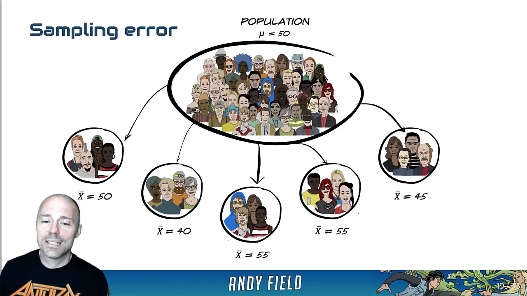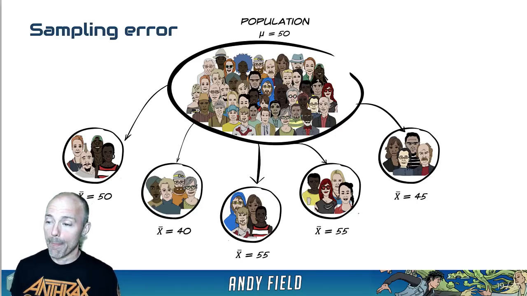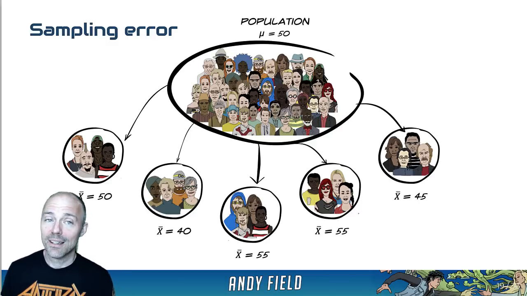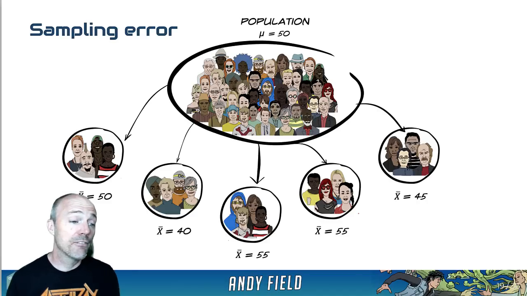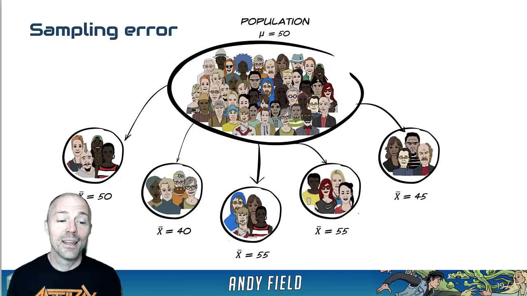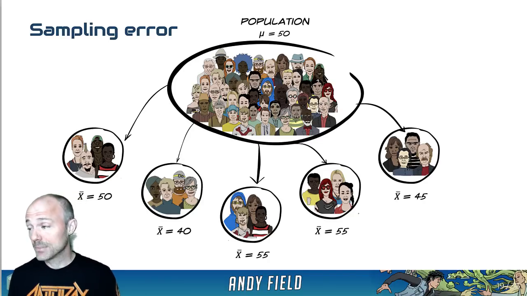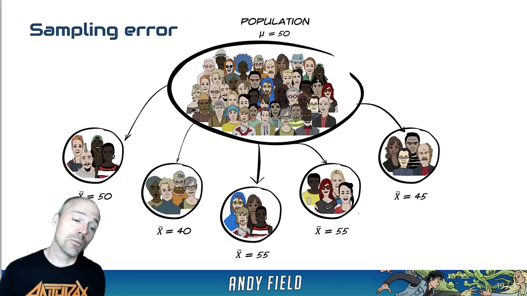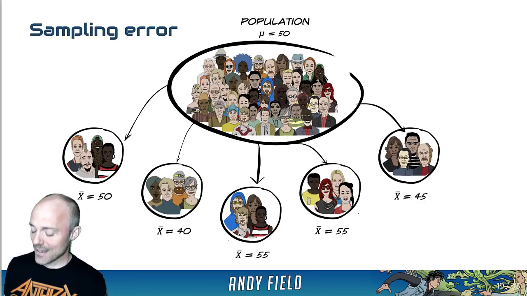The other thing it's illustrating is sampling error. So there is often a difference between the estimate in the sample and the actual population value. So here in our first sample, the sampling error was 0. It was on the money. But in our second sample, there was some sampling error. So the population value is 50, but it was estimated in the sample as 40.